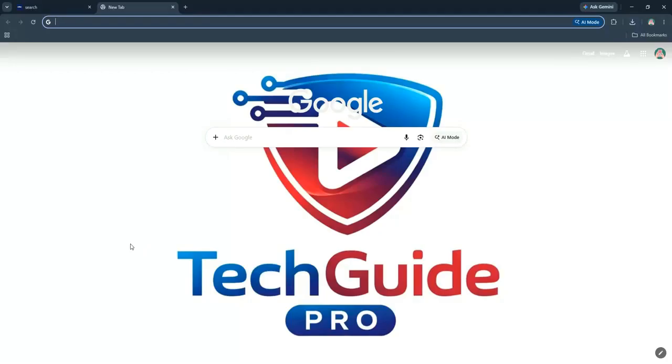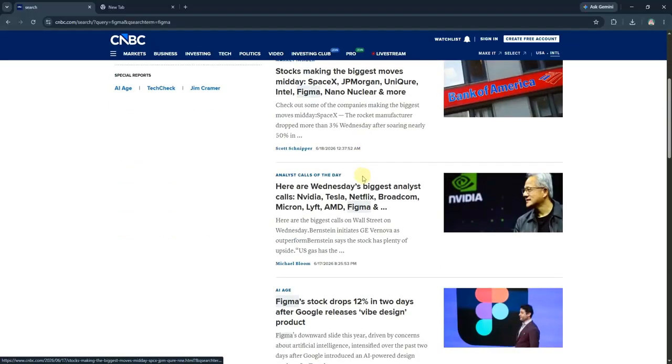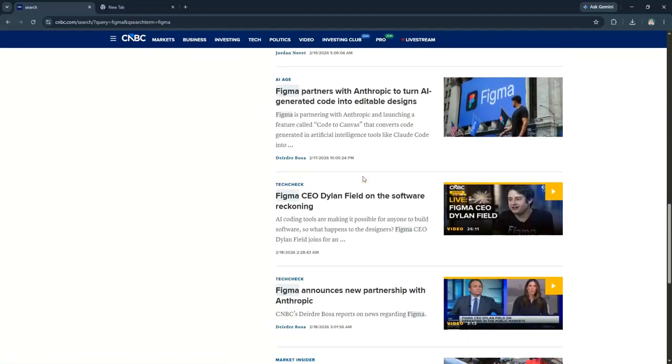First, open your web browser and go to a reliable financial news website such as Bloomberg or CNBC. These sites offer real-time stock price updates and analysis. Once there, in the search bar, type Figma to pull up the latest stock information. You'll see a detailed graph showing the stock's performance over various timeframes, like 1 day, 1 month, or 1 year. Click on the time frame you're interested in to see the historical data.